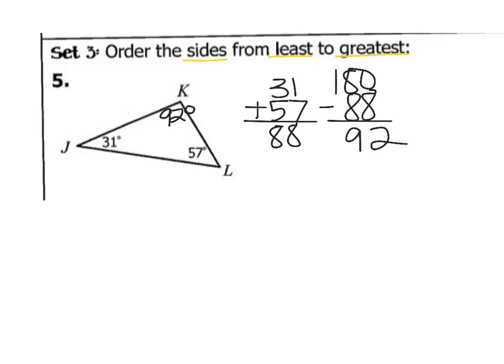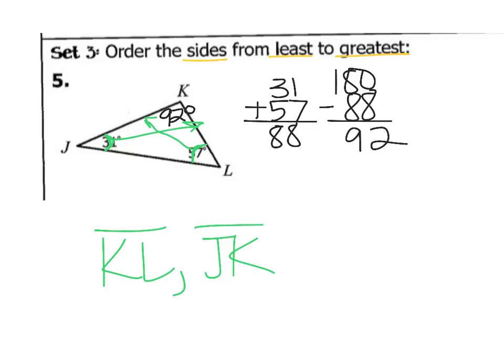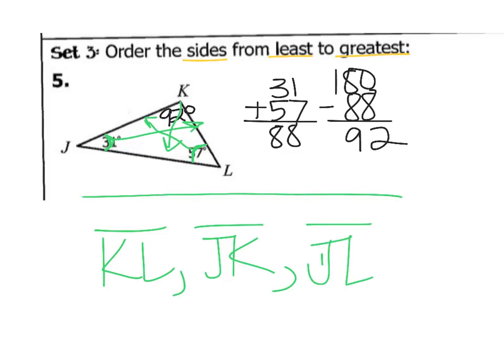Then what we want to do is look for the smallest angle because that's going to be opposite the smallest side. So the smallest angle would be angle J. So the smallest side is KL. So KL is our shortest side. Then the next smallest angle would be angle L. Opposite angle L is JK. And then last but not least, opposite angle K is JL. So that is our largest side. And there's our sides in order from least to greatest.